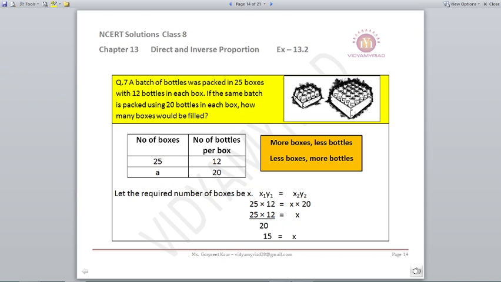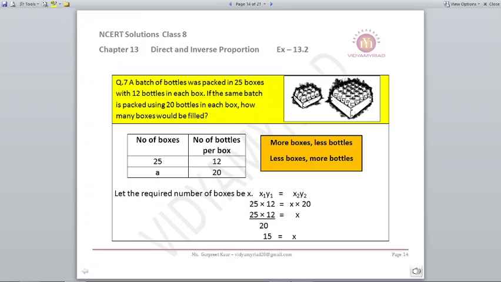Question number 7. A batch of bottles was packed in 25 boxes with 12 bottles in each box. If the same batch is packed using 20 bottles in each box, how many boxes would be filled? Now what is happening over here?